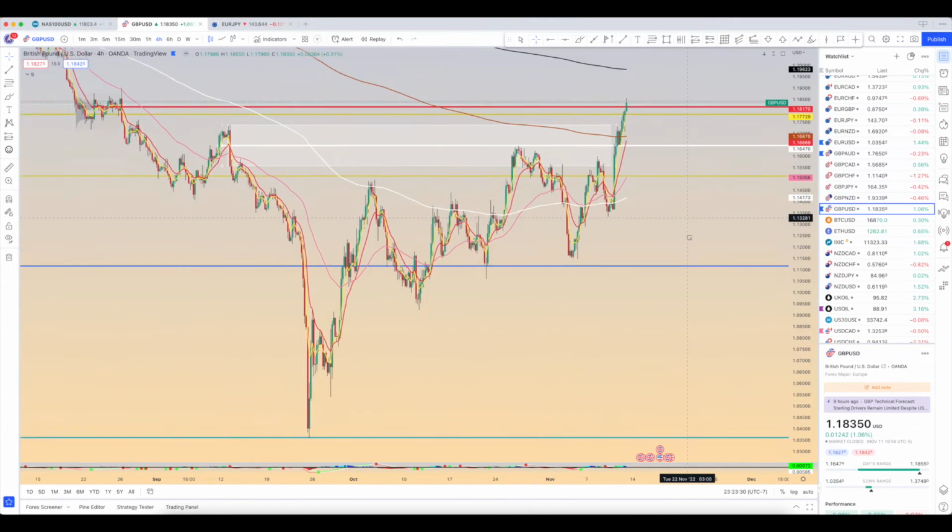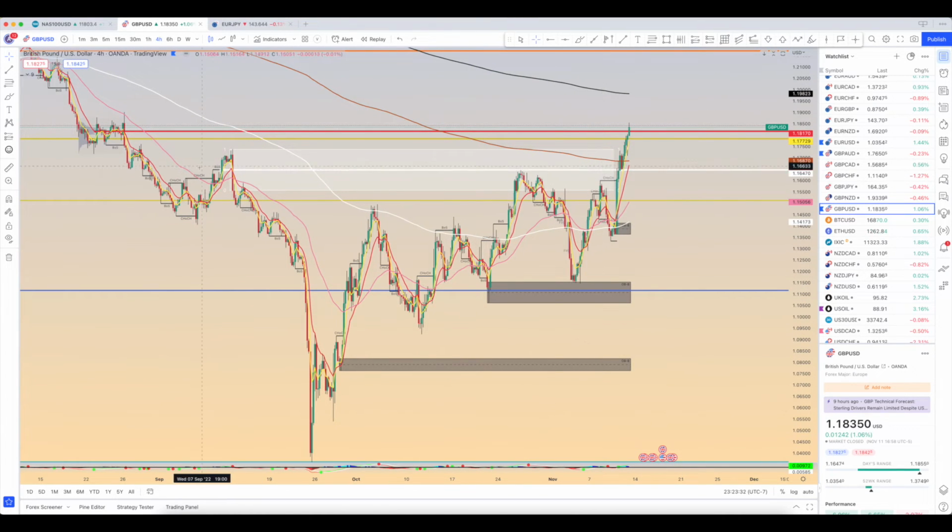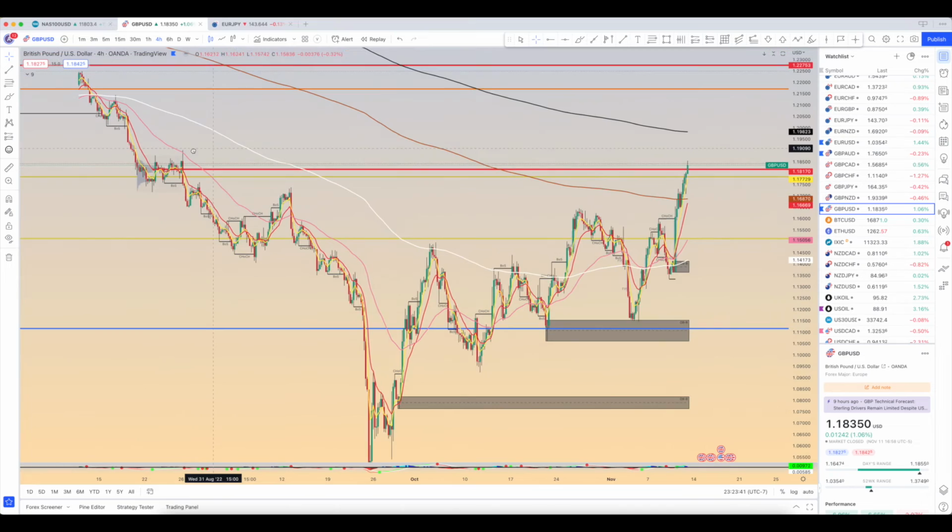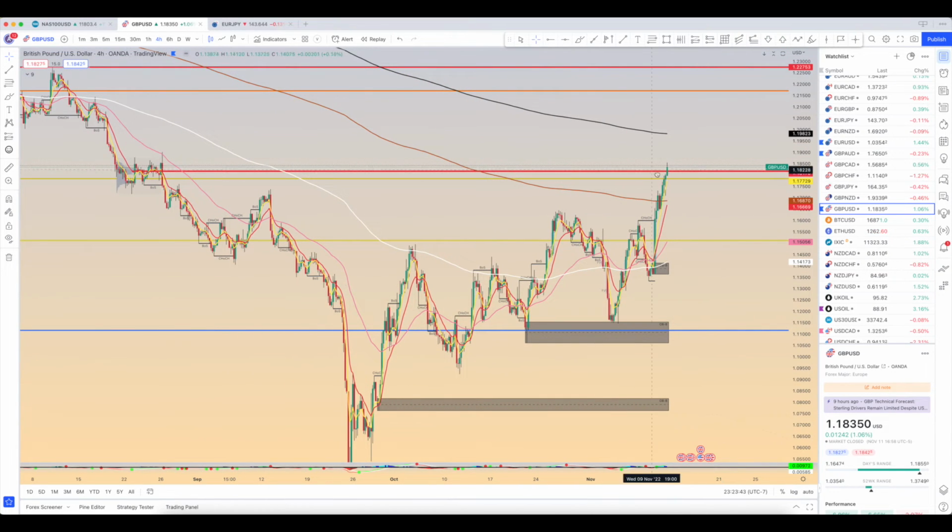GBP USD, too bad, it closed that gap and kept going. So the trade idea is invalid. The next stop was right here where it's a volume profile and is showing the area of interest right here, the point of control. It just closed above it now.